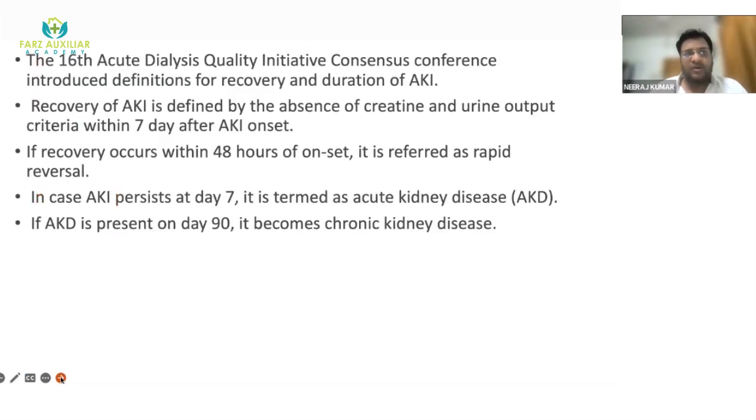Now, based on your classification, the 16th Acute Dialysis Quality Initiative consensus conference was held, and they defined it as 3 different terms like that.